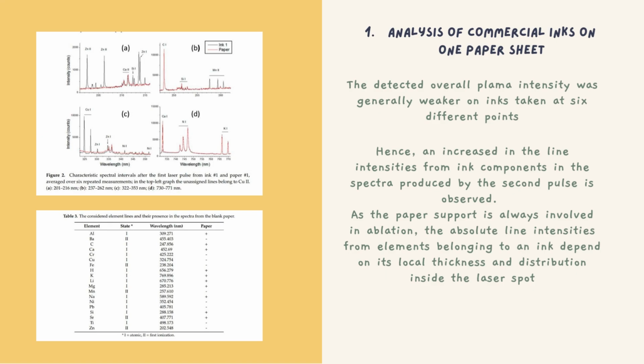The detected overall plasma intensity was generally weaker on inks. Therefore, it is observed that an increase in the line intensities from ink components in the spectra is produced by the second laser pulse, which is at the fixed position, which mainly ablated the paper beside the residual ink layer.